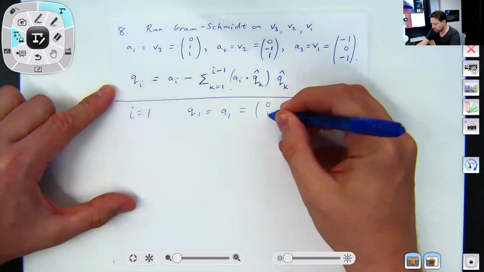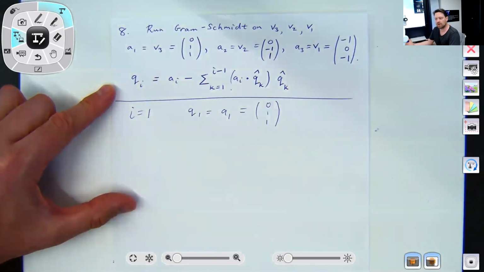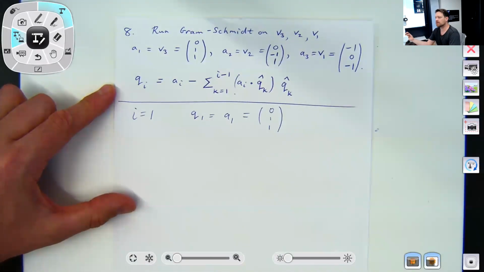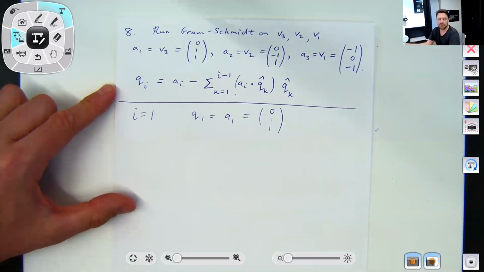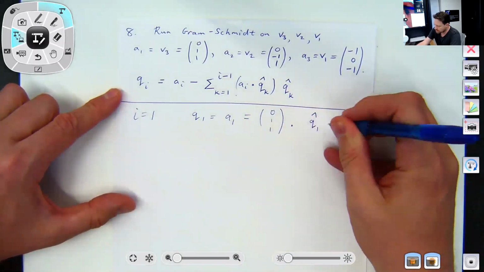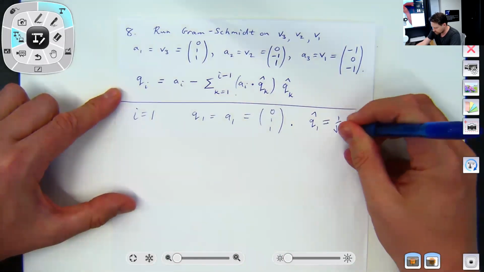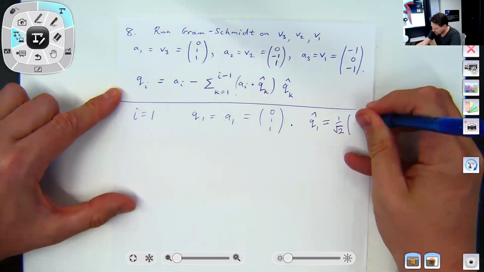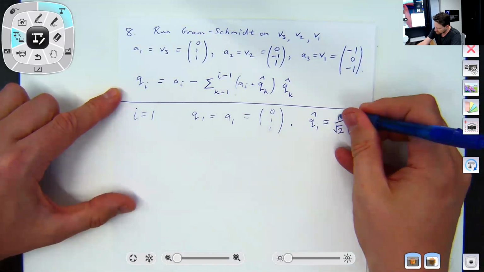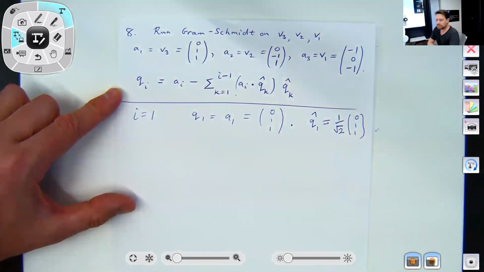So we have 0, 1, 1. Now all we have to do is calculate the norm of that vector and divide by the norm, and then we have Q1 hat. The square root of 0 plus 1 squared plus 1 squared is root 2, so we're dividing by root 2. Straight away we can write down Q1 hat is 1 on root 2 times 0, 1, 1. I like to keep the scalar part on the outside because I don't like rewriting it over and over. Now that we've got that, we're ready to look at i equals 2.